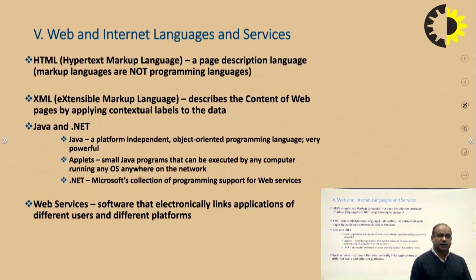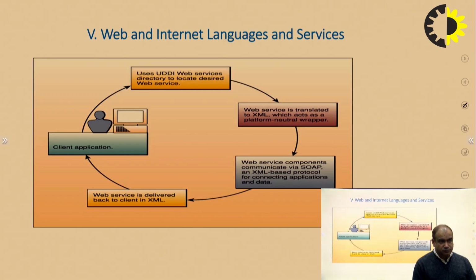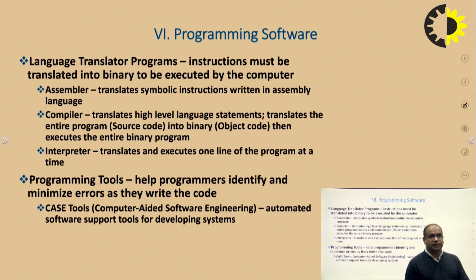Web services basically are software that electronically links applications of different users and different platforms. So, the user uses UDDI web services directly to locate the desired web service. The web service is translated to XML, which acts as a platform neutral wrapper. Web services components communicate via SOAP, an XML based protocol for connecting applications and data. The web service is delivered back to the client in XML and then to the client application, that is, the web browser.